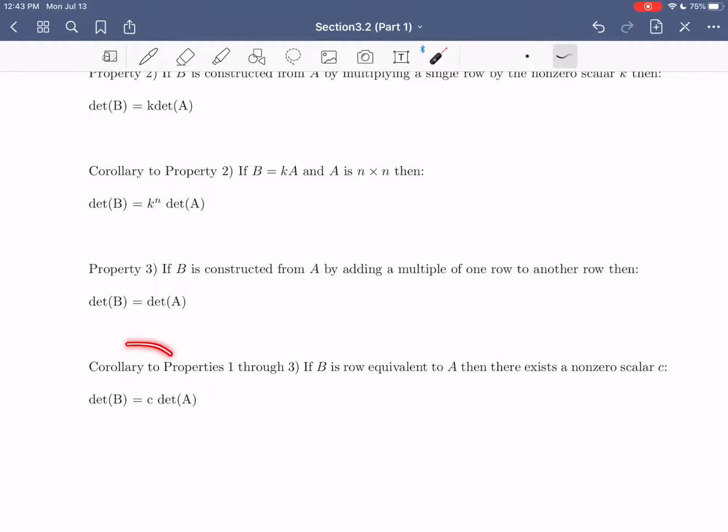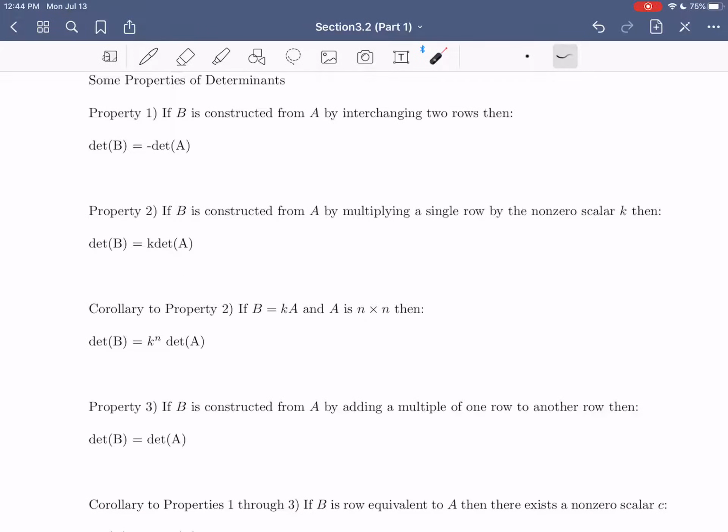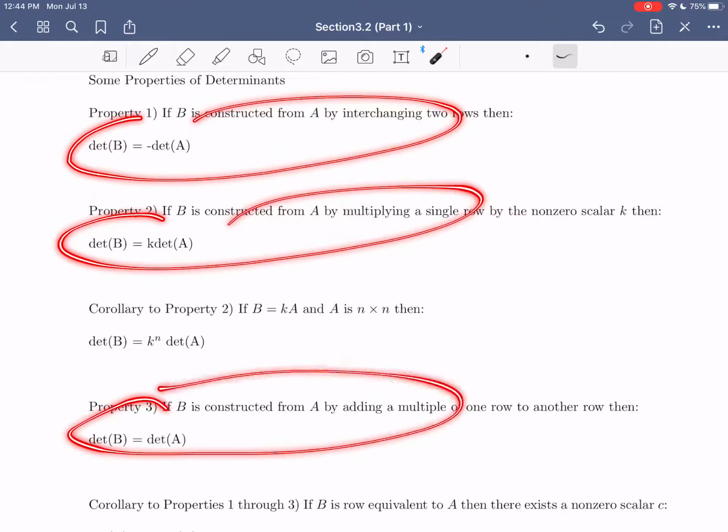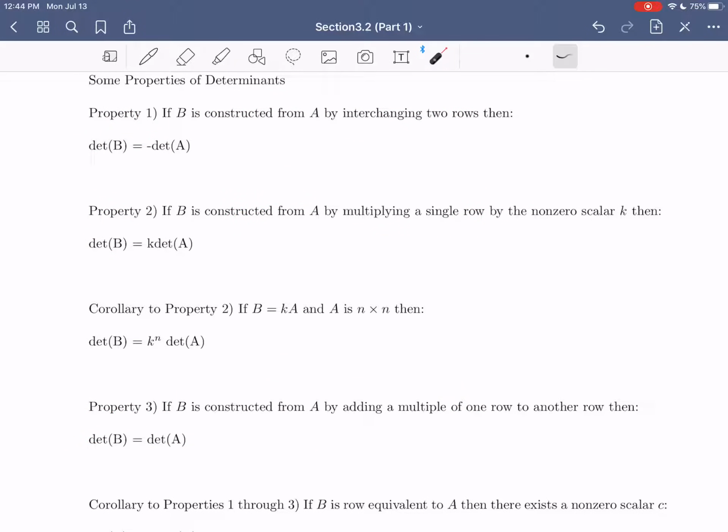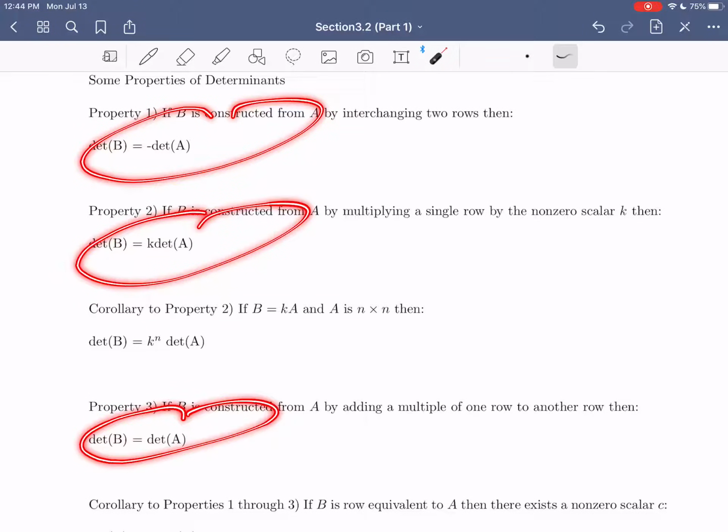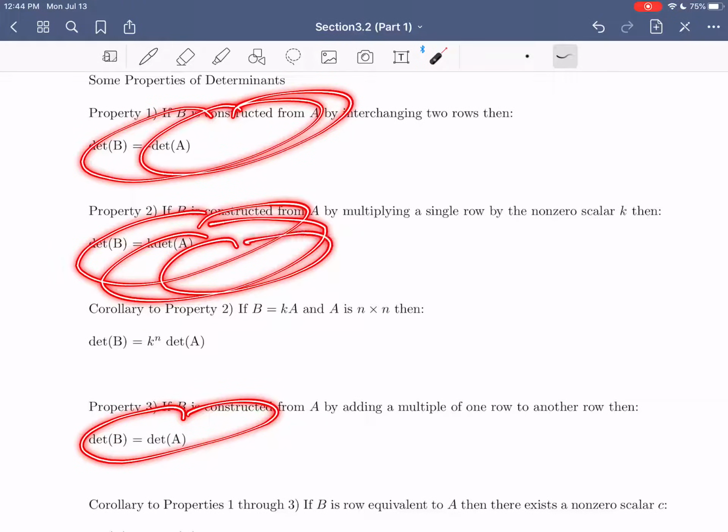All right, the big corollary to properties 1 through 3 is that if B is row equivalent to A, then there exists some non-zero scalar C such that the determinant of B is equal to C times the determinant of A. All this is basically saying is that for these three properties, if you perform a series of elementary row operations, each elementary row operation is either going to negate the determinant, multiply the determinant by a non-zero scalar, or not change it at all. If you do a series of those, maybe you negate, you multiply, you multiply again, you negate again, whatever.